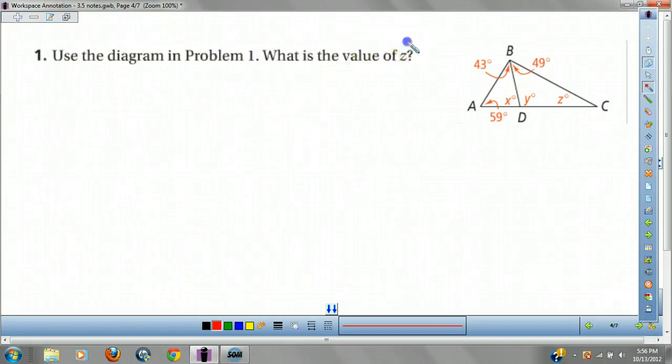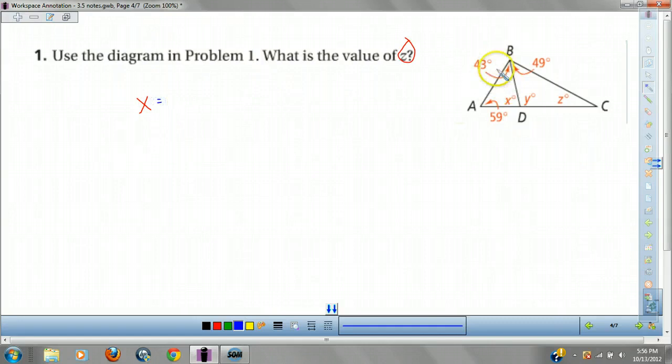Okay, here we're going to try to find the value of Z. So let's take a look at this beast. Okay, so we're looking for this guy. Well, first thing we're going to have to do is find X. Take a look at X.